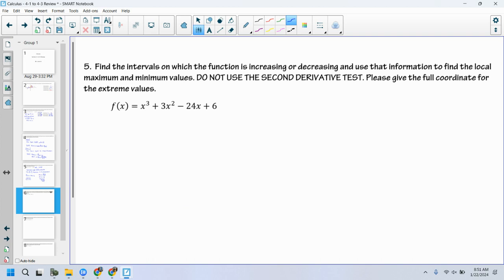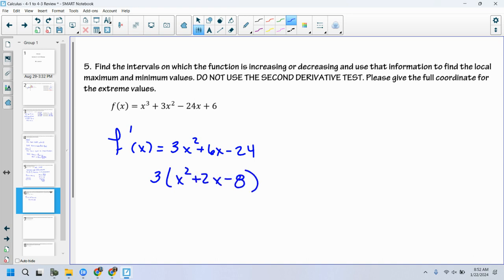Okay. So essentially, we're using the first derivative test, basically. That requires me to find f prime, which is 3x squared plus 6x minus 24. And then find my critical points. Let's pull out a 3, and then set that equal to 0. So factors of -8 that get to +4: that's +4 and -2. So x equals -4 and x equals 2.